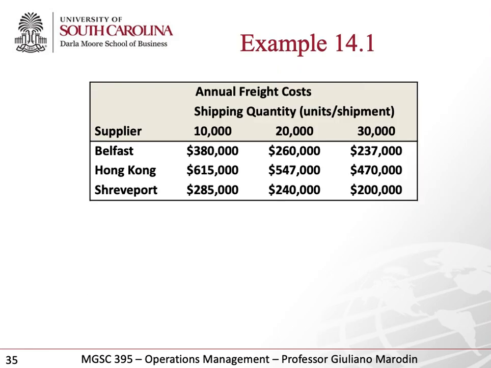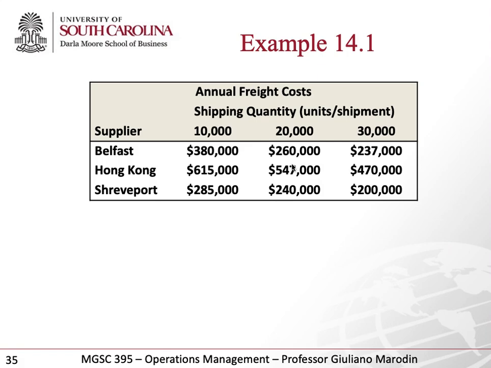And here we have a table. You're going to find problem examples like this, and there is also a homework problem where you need to do this. We have a table like this where we have 3 different suppliers: Belfast, Hong Kong, and Shreveport, and each supplier can ship you different quantities. They can ship you 10,000 at a time, 20,000 at a time, and 30,000 at a time. Imagine that there are 3 different types of containers, a 20 feet container, a 40 feet container, and a 40 feet long container, and that you can ship those quantities.